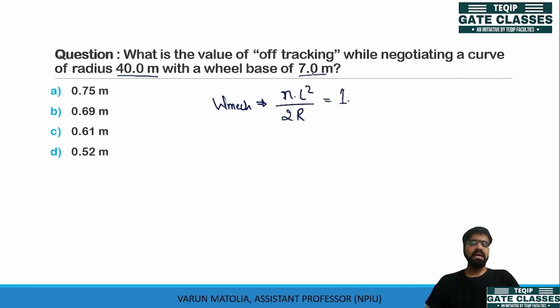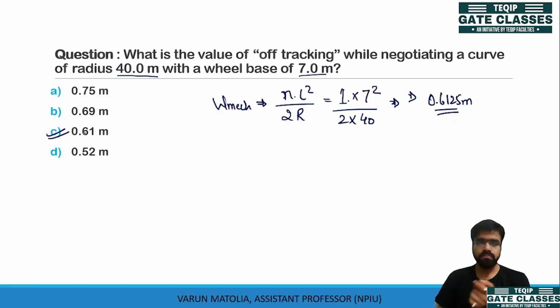What is L? L is the length of wheelbase. This is given as 7, so we can write 7 square. What is R? R is the radius. It is 40. Let us calculate this value. The value is coming out to be 0.6125 meters, and we have this value 0.61 in the option also.